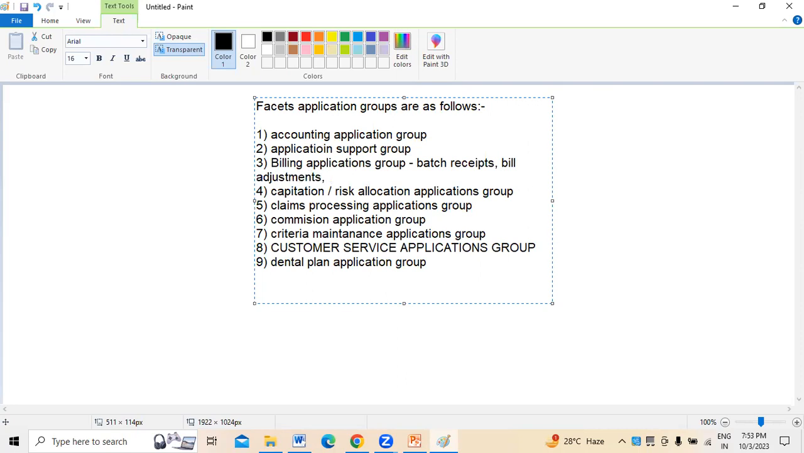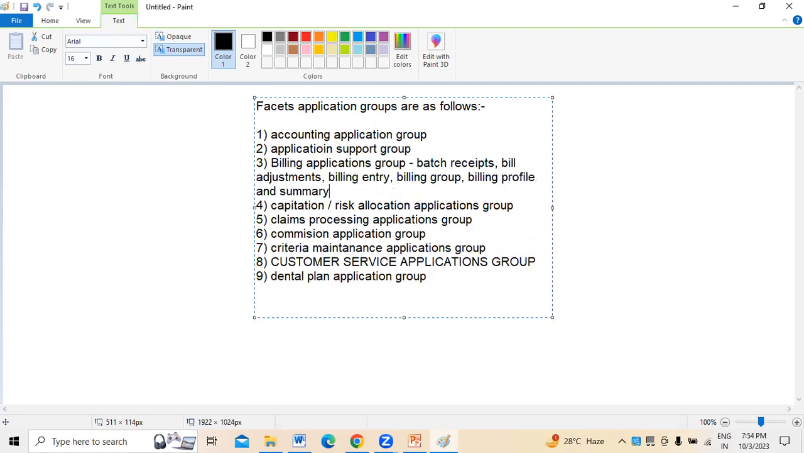We must be knowing about batch receipts followed by the billing adjustments. At the same time, even billing entries, whatever billing entries we have, followed by which group these billings belong to. At the same time, billing profile and summary. Understood, Dinesh, right? All these things come under the billing applications group.